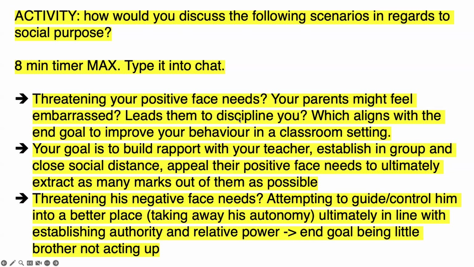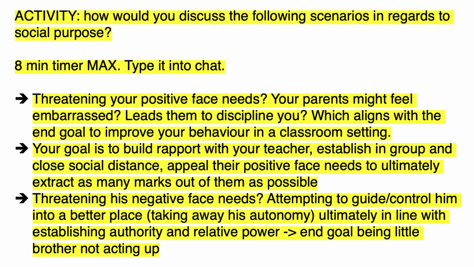Look at the level of thought. Look at the process, right? It aligns with the end goal to improve your behavior in the classroom setting. If your goal is to build rapport with your teacher, establish in-group and close social distance, appeal to their positive face needs to ultimately extract as many marks out of them as possible, right?